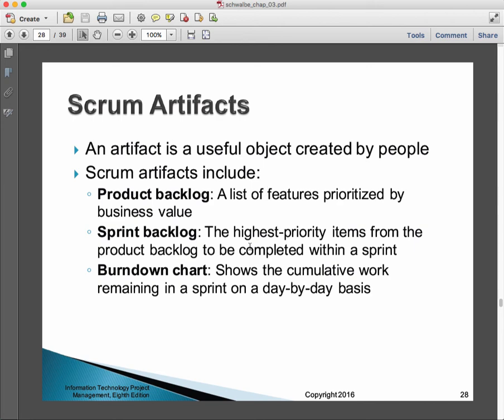So we want to pick a mix of features or user stories that are collectively the most important things. And we also want to pick a quantity of things that we think we can get done. Okay?